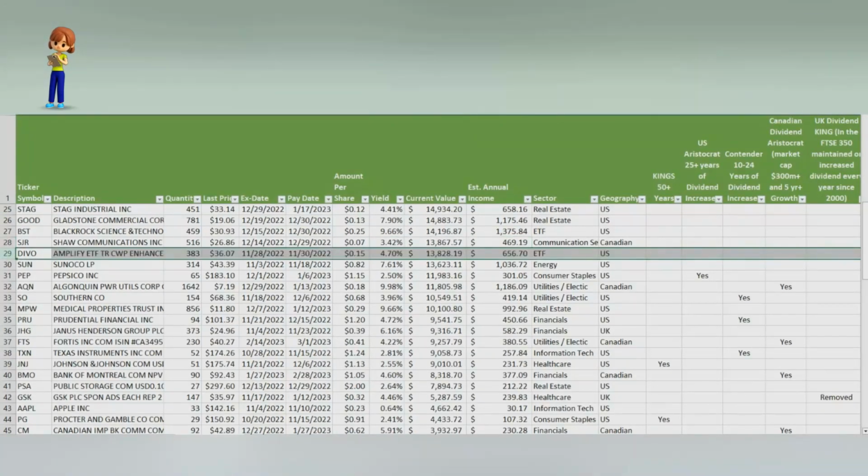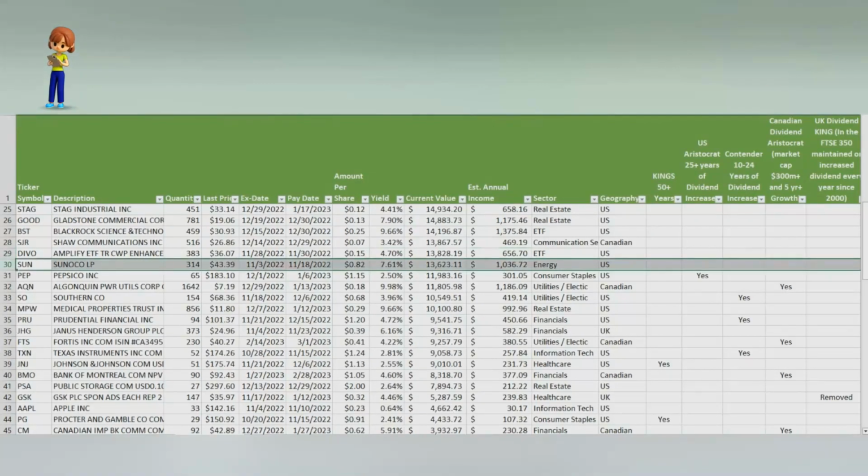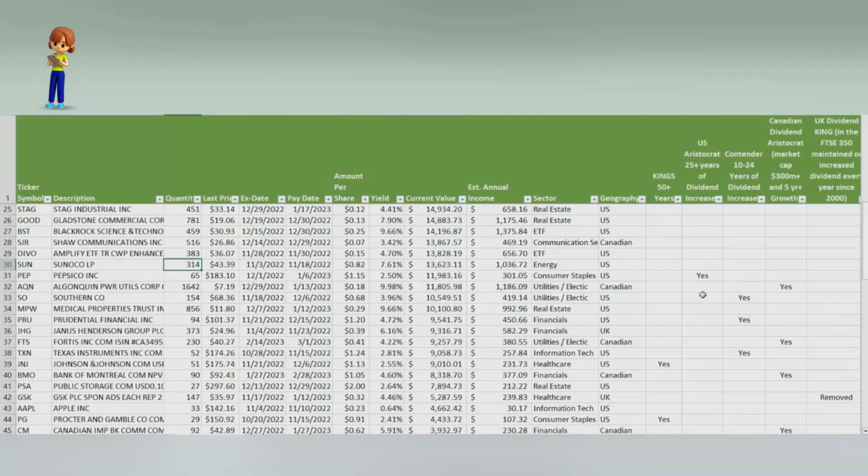Another ETF I've been building up is DEVO. Now I've got 383 shares there at a 4.7% yield, and that's giving me just over $650. Sunoco is one of my rare energy positions, and with just over 300 shares and a 7.6% yield, I'm getting just above $1,000 a year from them.